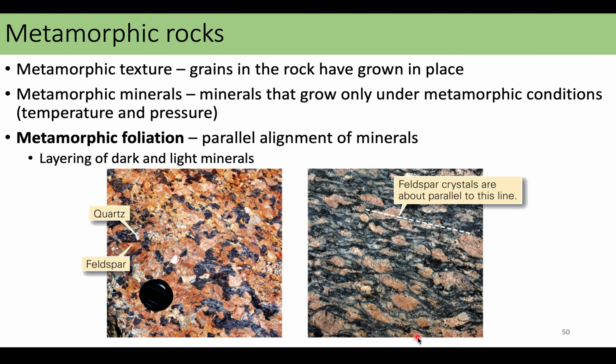And then metamorphic foliation is what we call the alignment of the minerals when they are aligned in stripes or parallel to one another. So usually high levels of metamorphism are going to create this foliation, and we will end up seeing stripes or layering of dark versus light minerals. So we will actually see physical dark and light stripes throughout the rock.